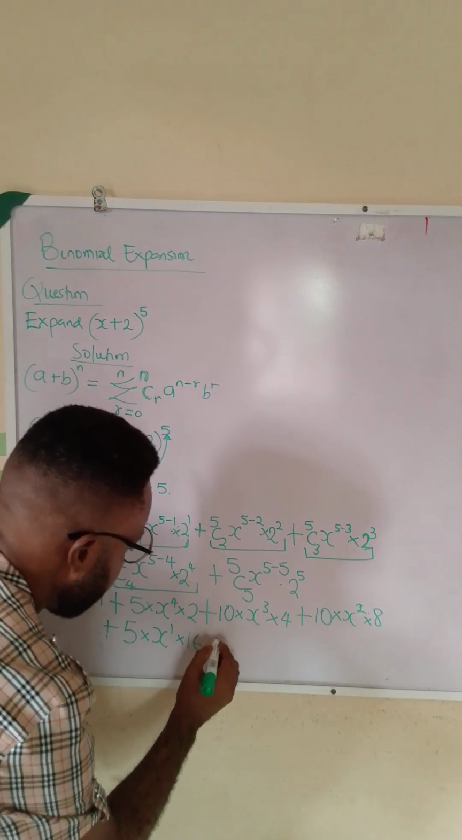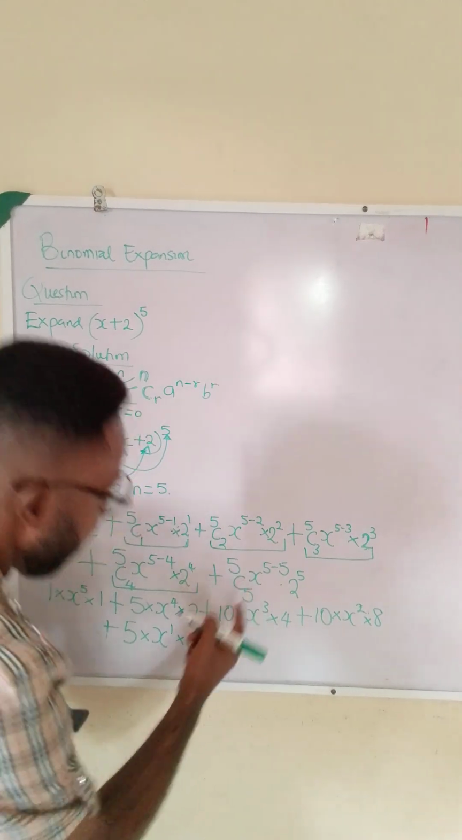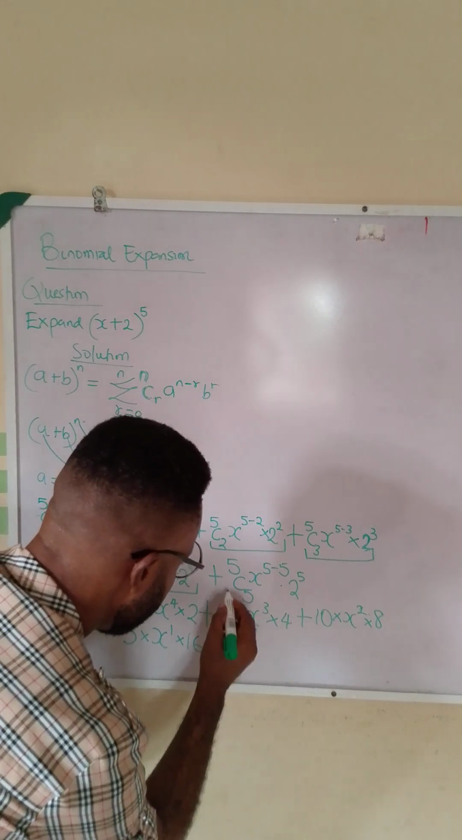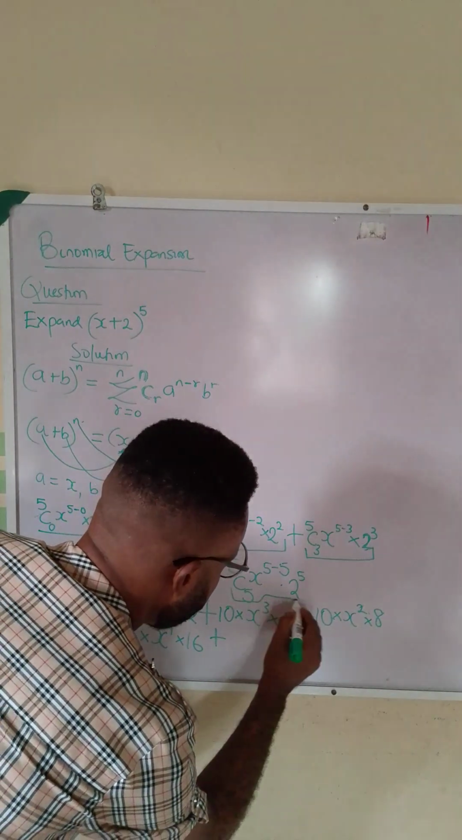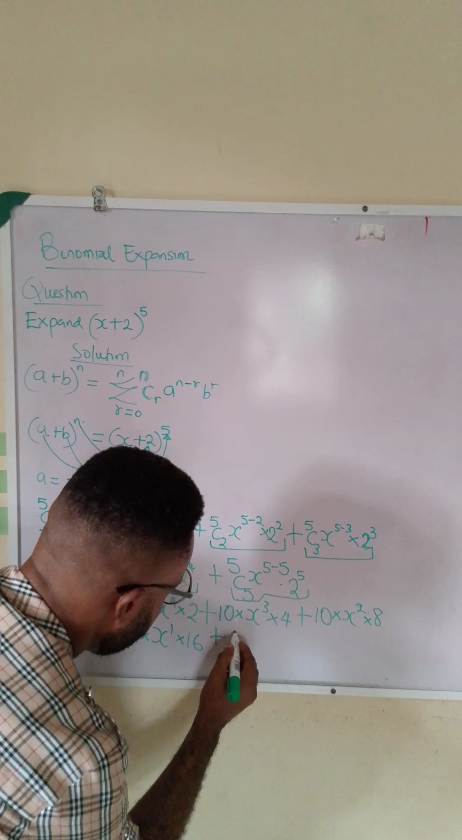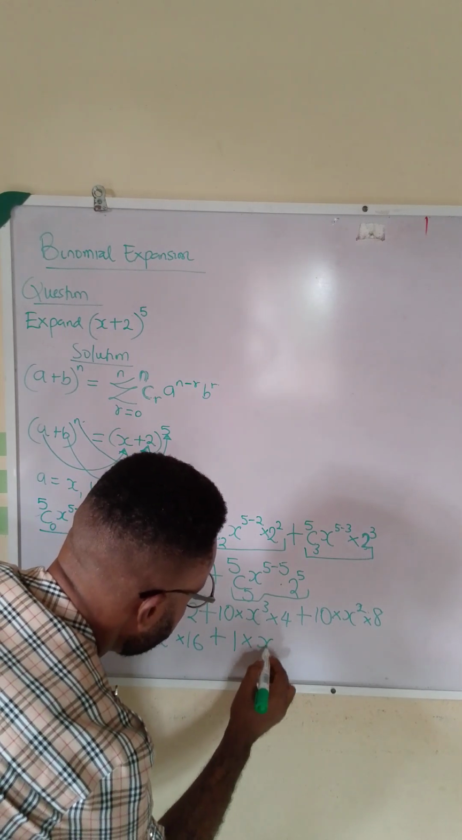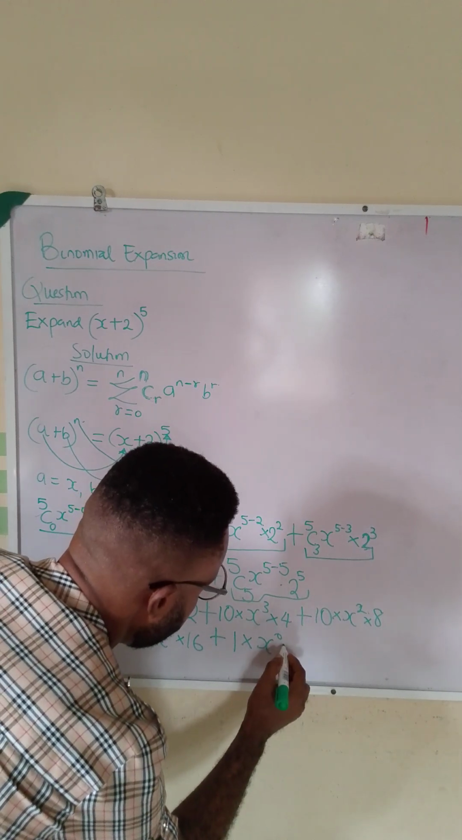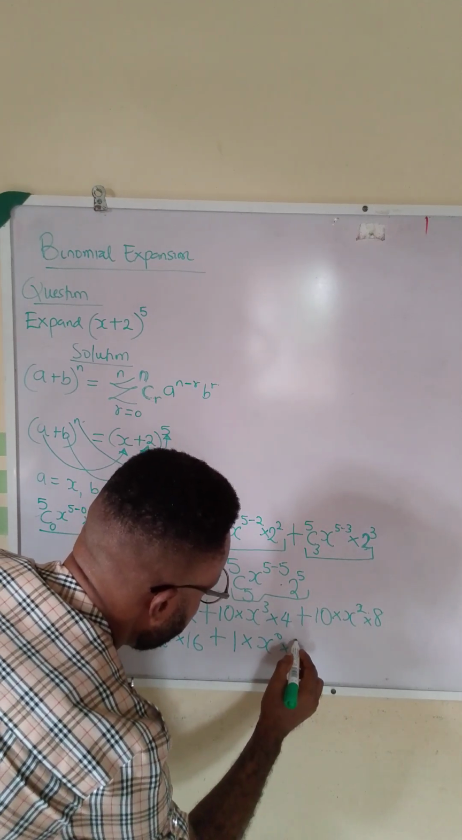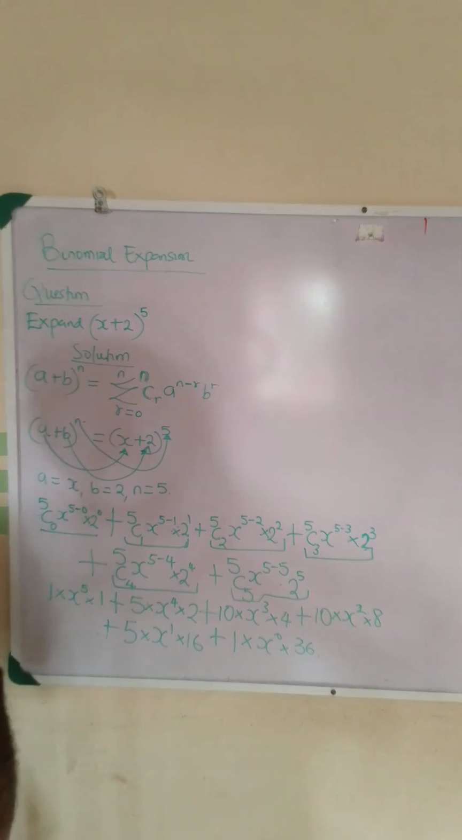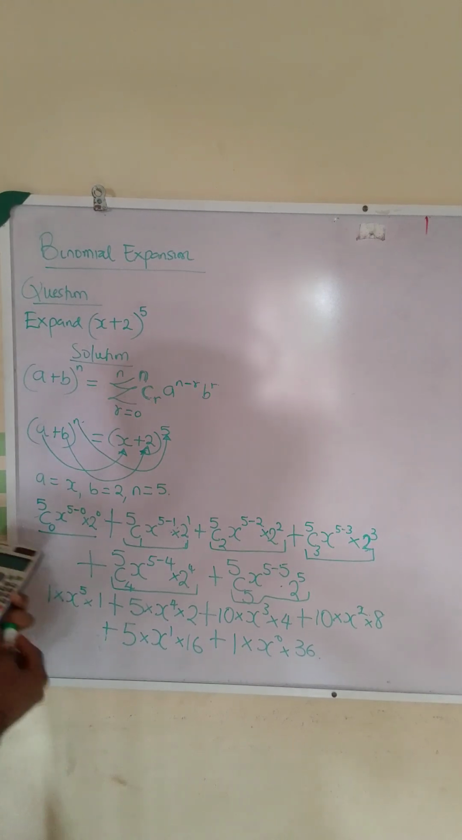So we are done with this now, plus 5 combination 5. So we take 5 combination 5. So that gives us 1. So at this point we are taking here now. Okay, 5 combination 5 is 1. X raised to power 5 minus 5 will give us times x raised to power 0, because 5 minus 5 is 0, times 2 raised to power 5 will give us 32. So we've covered here. So let me erase this so that we continue with the solution.